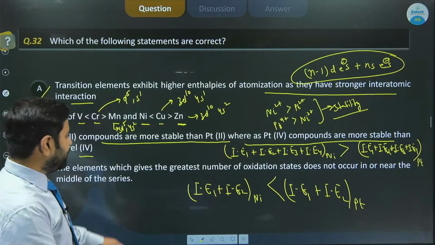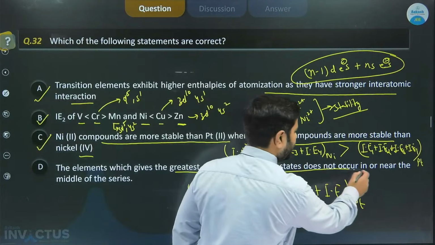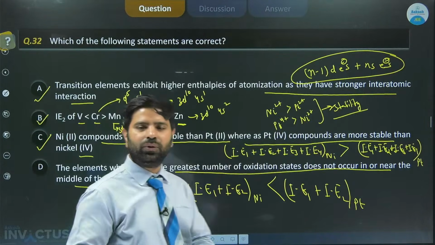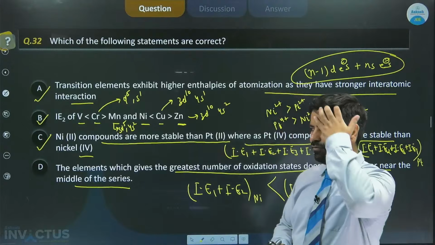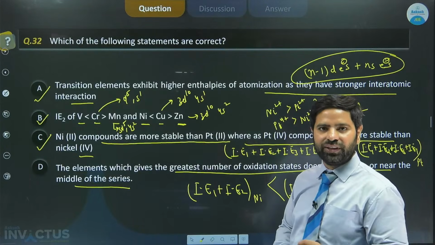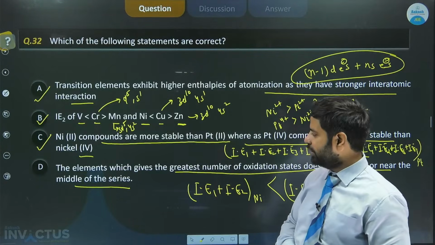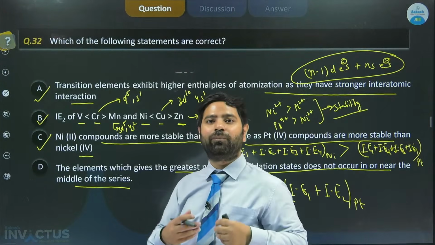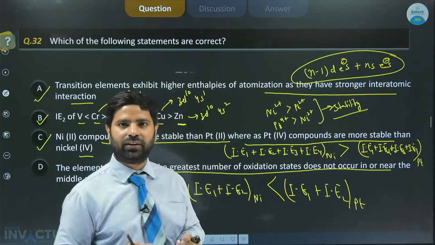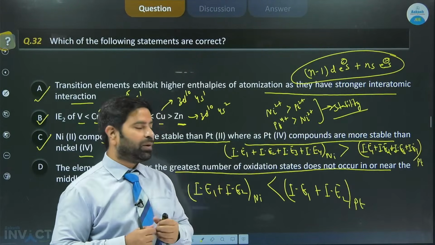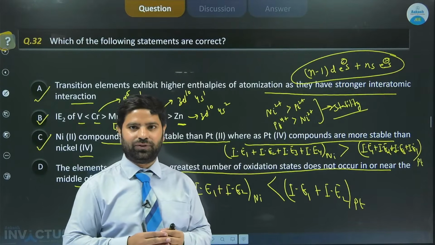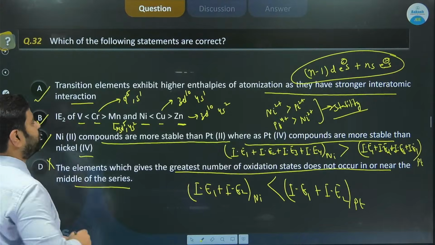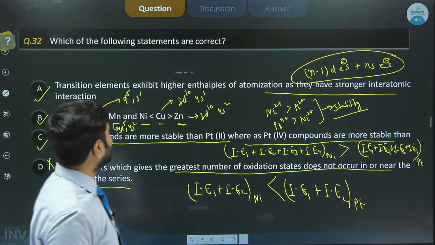The elements which show the greatest number of oxidation states do not occur in or near the middle of the series. We know very well, this is the theoretical part. In fact, in the middle of the series in 3d transition elements, the oxidation state is higher, like manganese, which has a +7 oxidation state. Tungsten has +7, +8. Osmium has a +8 oxidation state. In the 4d and 5d series you can check. So this option is incorrect. So A, B, C are correct options.